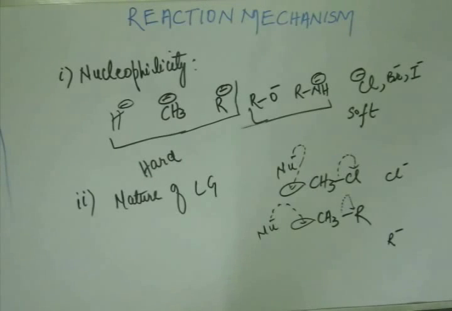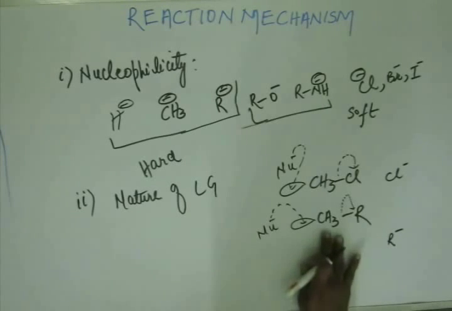So R minus won't go out. R minus is not ready to go out because R, remember, is an alkyl group. So R is having a carbon chain. This negative charge is ultimately on carbon in this R minus. So R minus won't go. If R minus won't go, CH3 can't increase its electronic density more than 2.